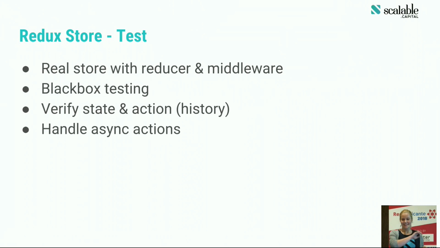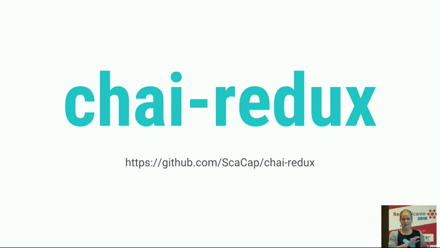And since we ran into the problem quite often, we defined it in a more generic way: what do we want? And what we said was, okay, we want to have a real store which contains our business logic. We want to do some kind of black box testing. We don't want to be dependent on any kind of middleware. We want to verify any state and any action, and we even want to do that if those are async. And we couldn't find anything that would actually match our requirements, so we did our own thing.